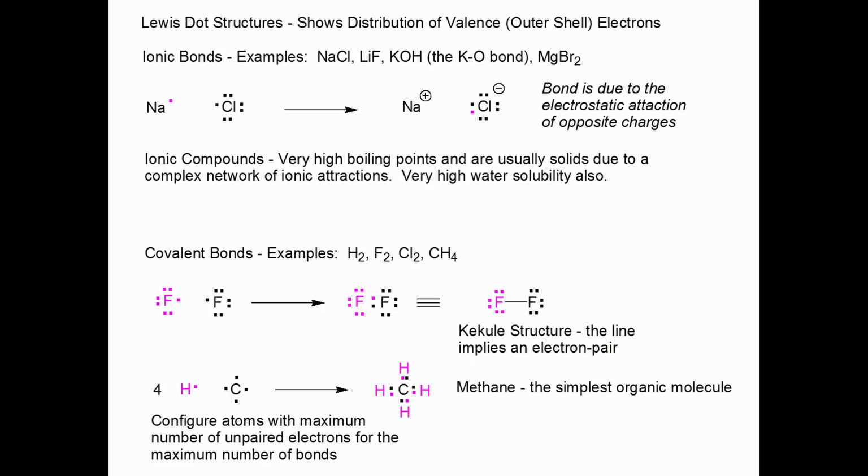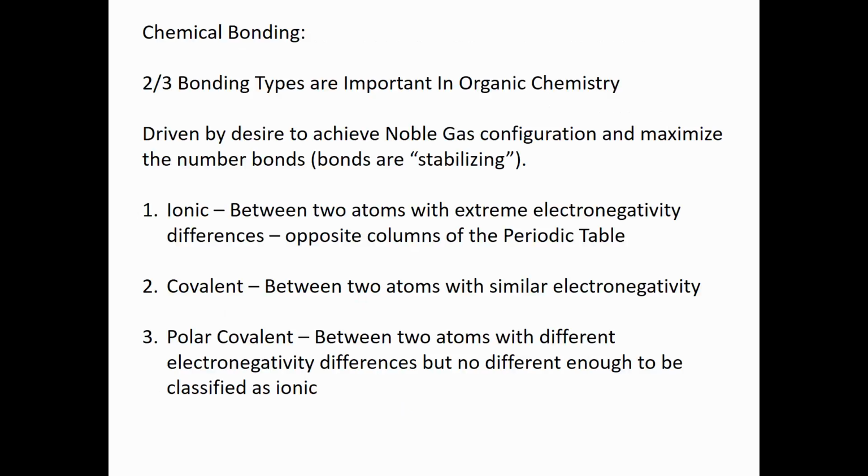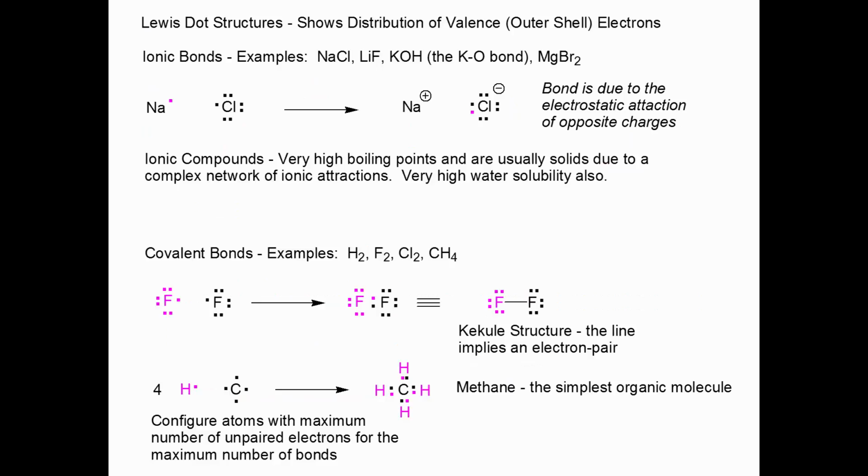All right, so let's look at bonding from a Lewis dot structure sense. And this is useful. It'll show us how bonds are distributed, or how electrons are distributed in bonds. Let me just say one other thing about bonding types here. In organic chemistry, covalent and polar covalent are overwhelmingly the most important. This is because carbon is in the middle of the periodic table and doesn't engage in ionic bonding all that well. Okay, so here's an ionic bond.